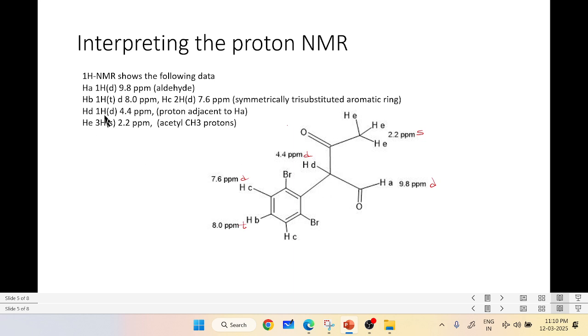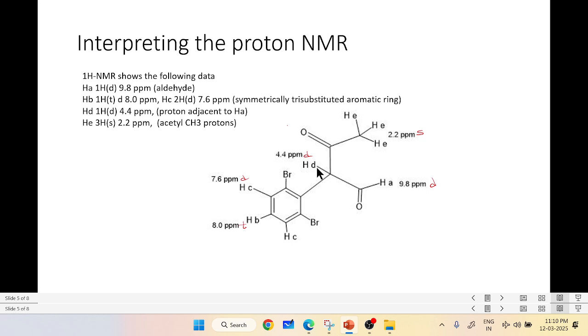Now HD is a doublet at 4.4 ppm. Very likely this HD is adjacent to HA, which is also a doublet, so they could be mutually splitting each other. Then we also have a 3H singlet at 2.24 ppm, which is very likely an acetyl CH3. So what does it tell you? Once again, this establishes that there are 2 carbonyl groups in the molecule.